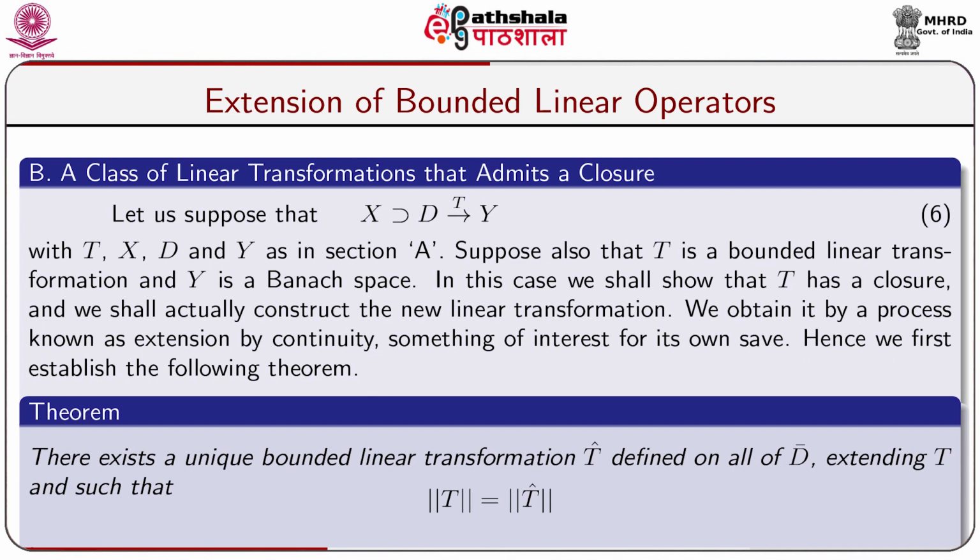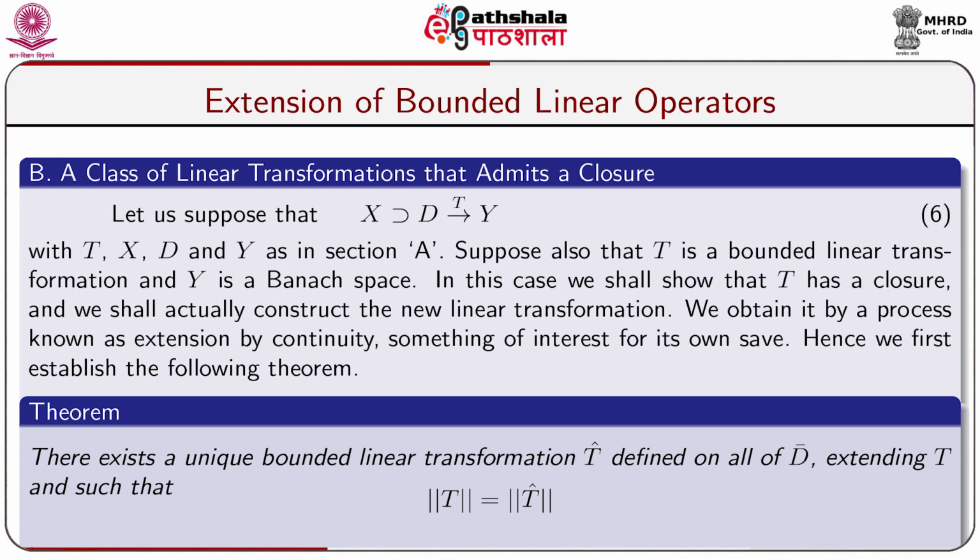Now, we shall deal with a class of linear transformation that admits a closure. Let us suppose that T is a linear mapping from a subspace D of X to a space Y, where T, X, D and Y are as assumed in section A. Suppose that X and Y are normed linear spaces. Also suppose that T is a bounded linear transformation and Y is a Banach space.